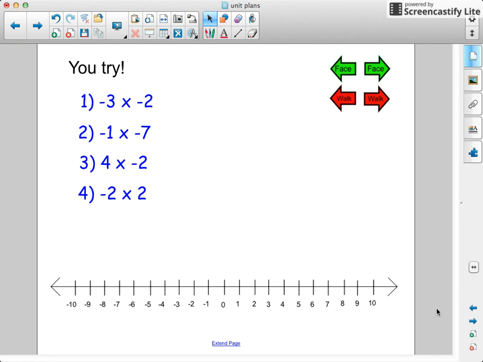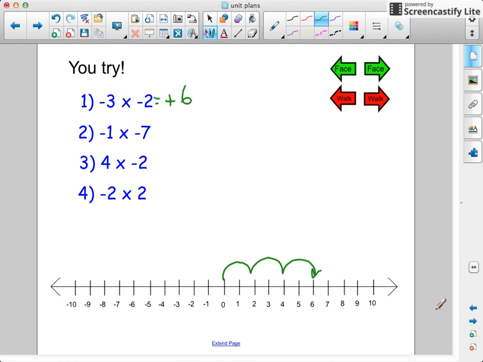All right, here are the solutions you should have gotten. For number 1, you're starting at 0. You could take 3 steps of 2, and you're going to end up at positive 6. This one, you're going to take 1 step backwards, but you were facing that way, the negatives. So you end up at positive 7 for this one.